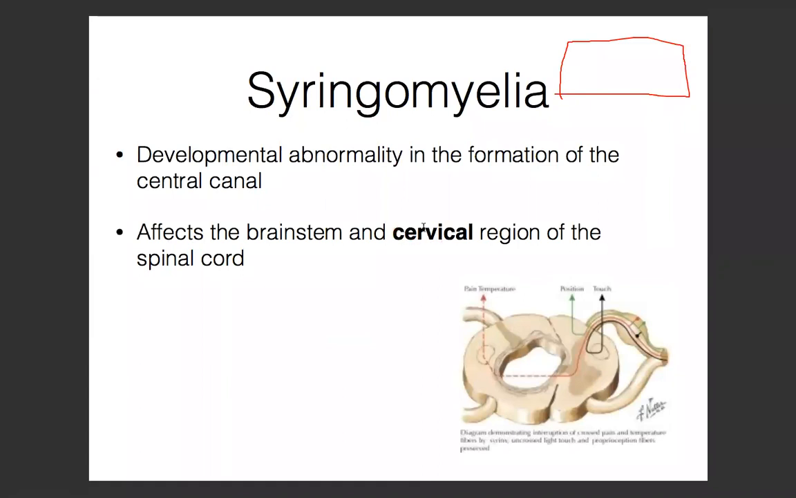Yeah, basically, the cervical region of the spinal cord gets damaged because of the developmental abnormality in the central canal. Got it?